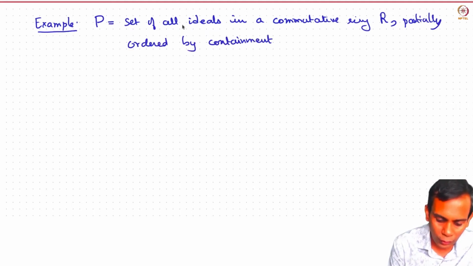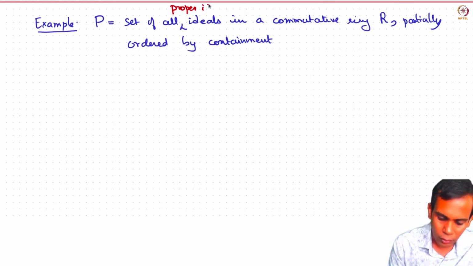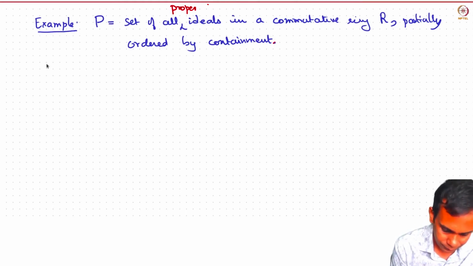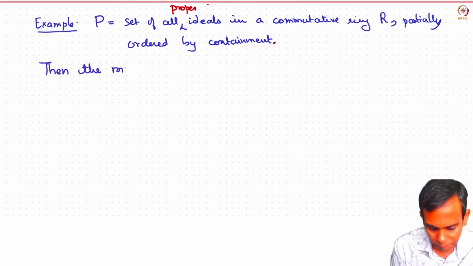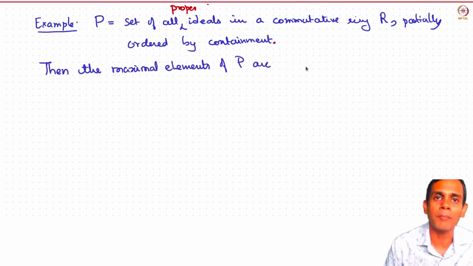Actually, I don't want all ideals, I want all proper ideals. All proper ideals. Then the maximal elements of P are precisely what we call maximal ideals.